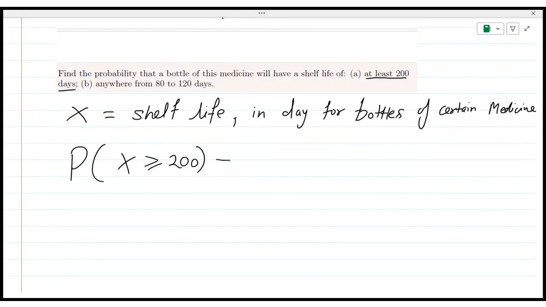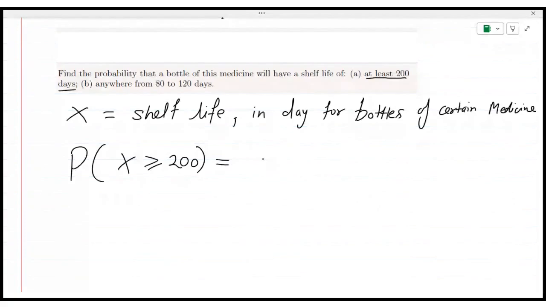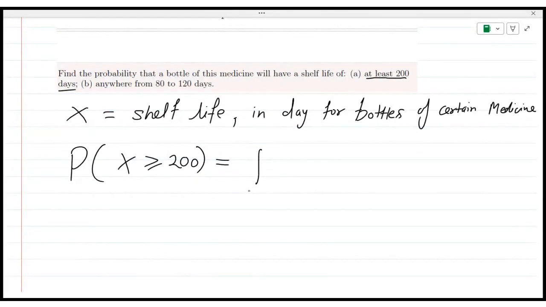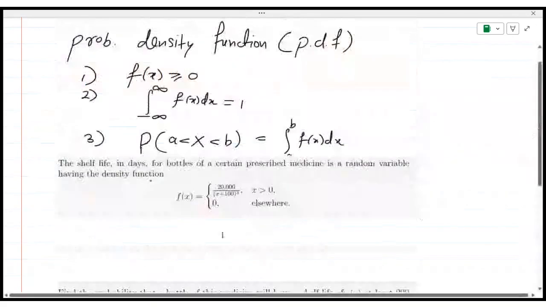Now, how do we find probability for the continuous case? Because the density function is given, we find the probability using integration. Integration from where to where? Minimum value is 200. And what is the maximum value? Any value greater than 200. All values are allowed, so maximum will go till infinity. And we'll do the integral of the probability density function. This will give us the probability. So what I'm using here is this third property.